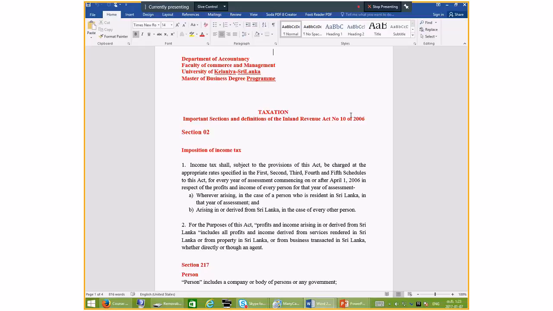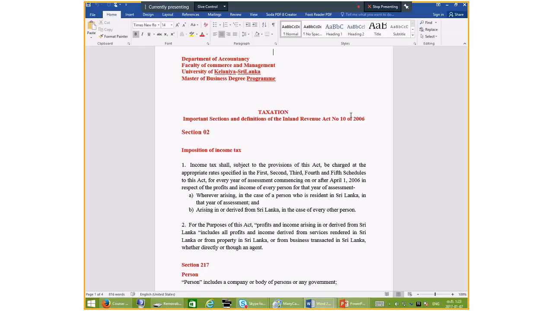But in the case of a non-resident, part B says arising or derived from Sri Lanka in the case of every other person. Every other person means the non-resident. Part A says the resident person, and every other person means the non-resident. Then in the case of non-resident persons, their income derived from Sri Lanka is subject to tax. Other income arising from other countries, the other tax jurisdictions, is not subject to tax in Sri Lanka.